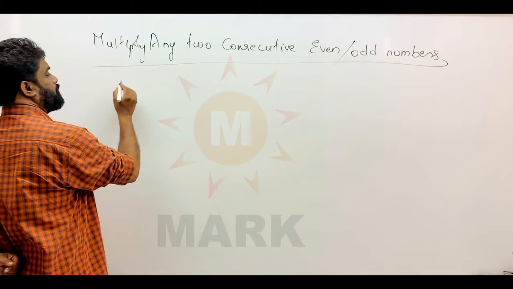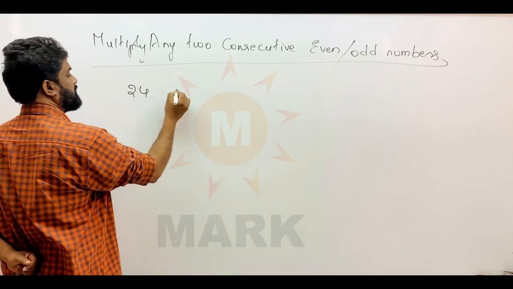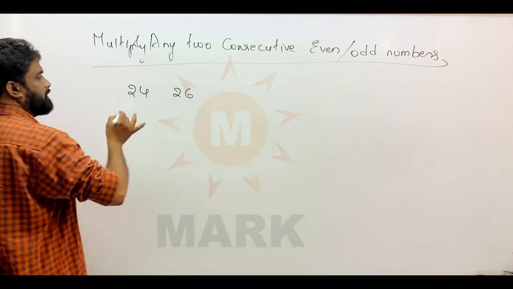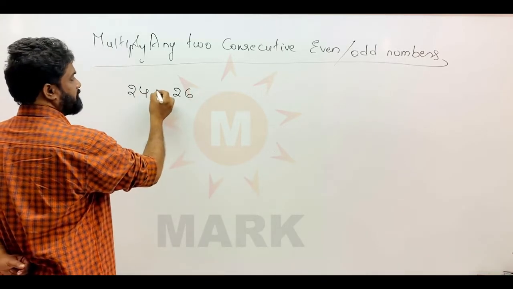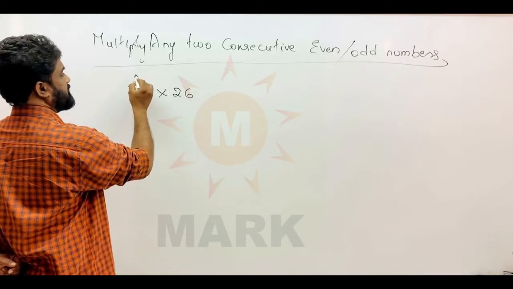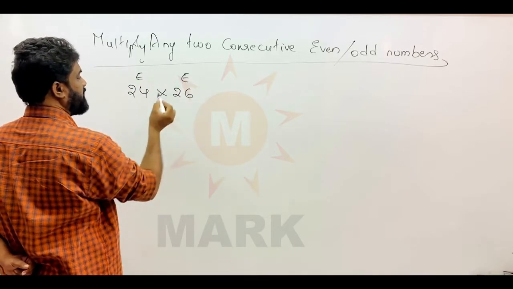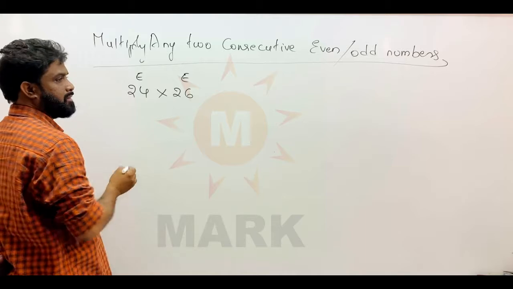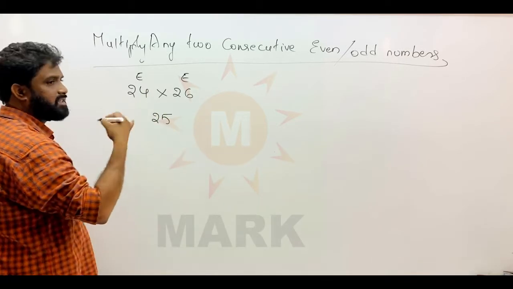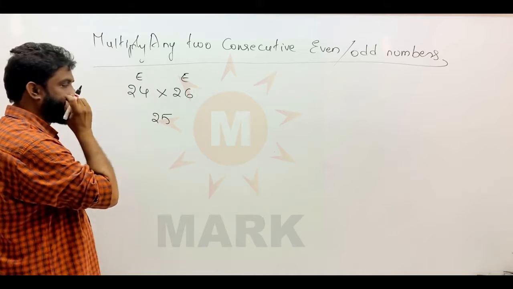Suppose you need to multiply 24 and 26. So what is the technique for it? When you write any two consecutive even numbers or odd numbers, so this is an even number and this is an even number. So definitely in between there will be an odd number. So what is the in between odd number? So 25.